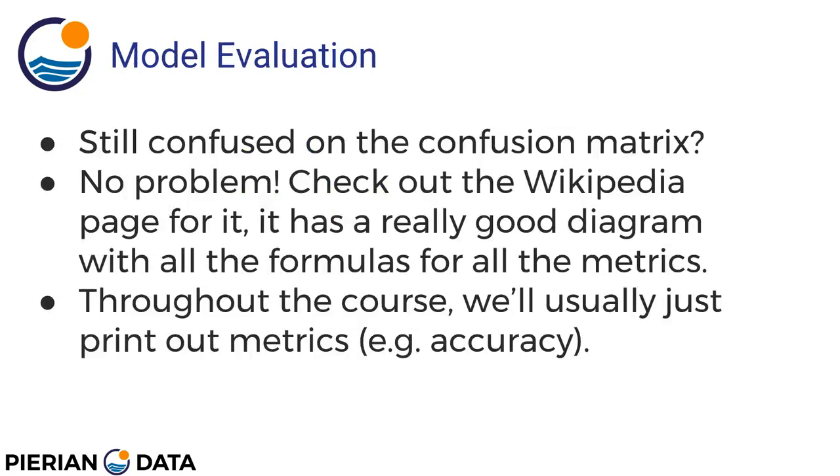If you're still confused on the confusion matrix, no pun intended, that's really no problem. What I would suggest you do is check out the Wikipedia page for it. That's where all the diagrams are from, and it actually has a really good diagram with all the formulas for all the metrics. And essentially what you're going to do is just refer to those in case you ever want clarification on them. And throughout the course, what we're usually going to do is just print out one of the metrics, such as accuracy or recall.